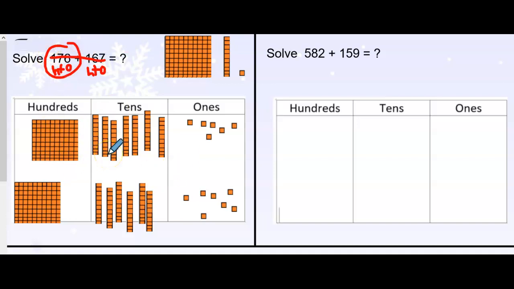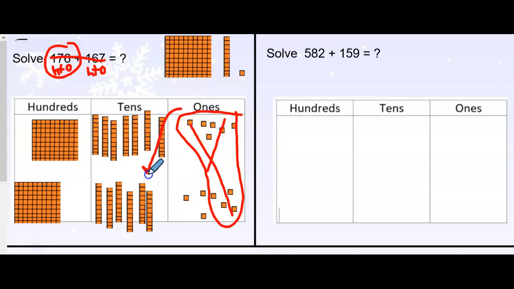Now, let's add. Remember, 10 is the magic number. Whenever you have 10 of anything, it's time to regroup and move them. Let's count our ones. 1, 2, 3, 4, 5, 6, 7, 8, 9, 10. Oh, boys and girls, we can stop there. Let's circle those 10 ones. Cross them out. Move them over and turn them into a tens rod.